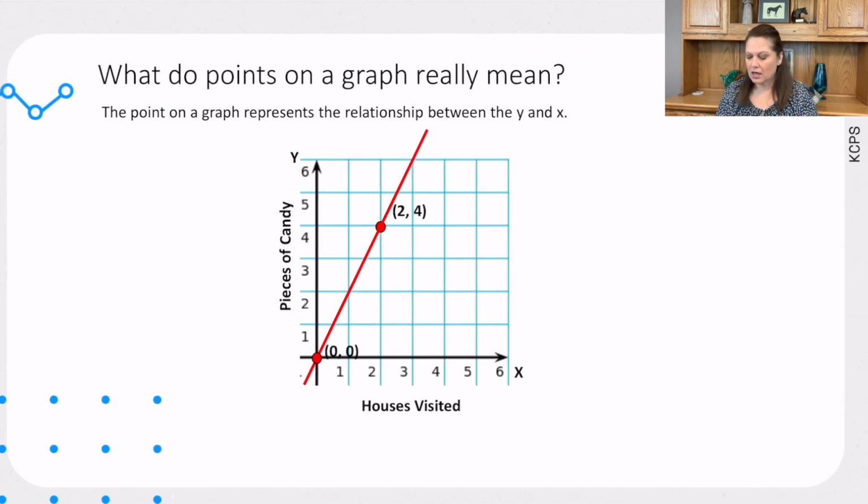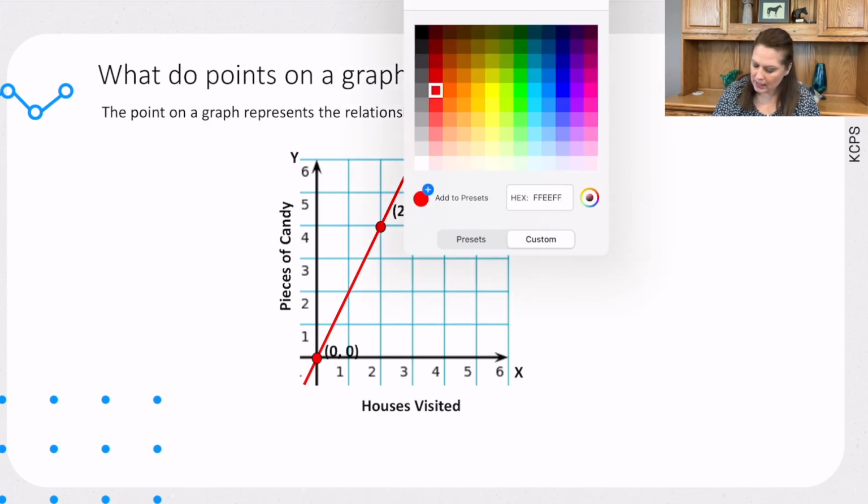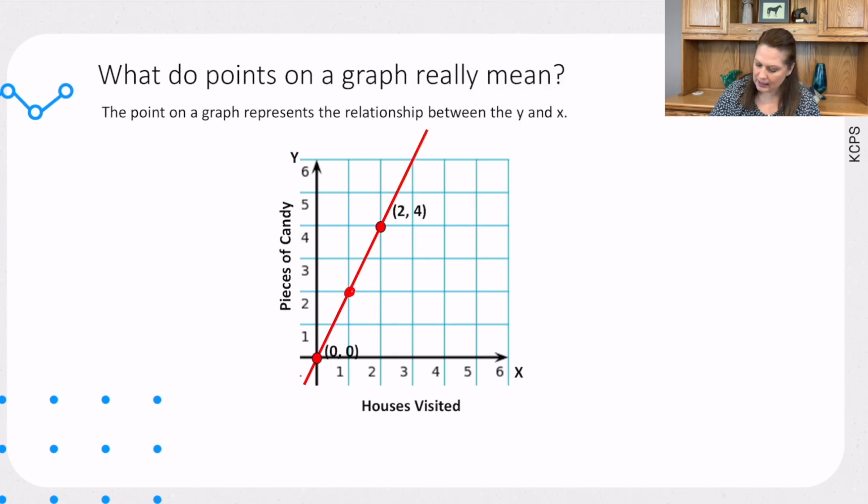So let's continue. You'll notice that this is in a proportional relationship because it is in a straight line. So what that means is any point on that line represents a relationship. So if we take a look, and we're going to put a dot here, this is our 1, 2, so that represents for every 2 pieces of candy, I get it from 1 house. Or I can reverse it and say for every 1 house, I get 2 pieces of candy. This is our K, our unit rate, and it is also our constant of proportionality.